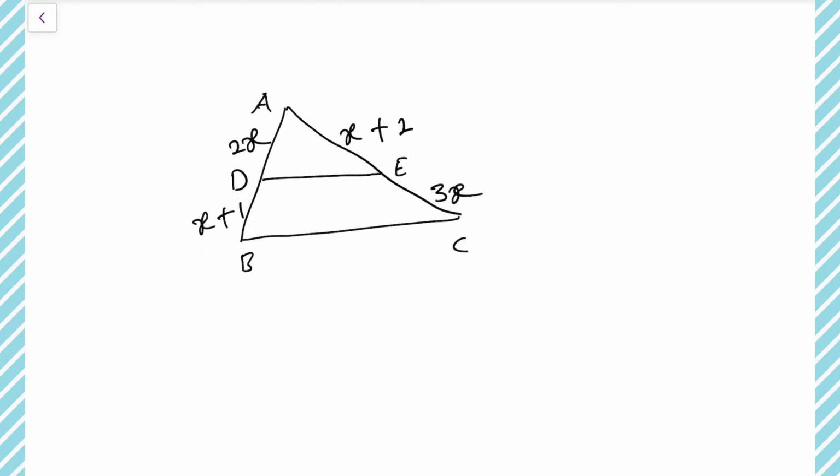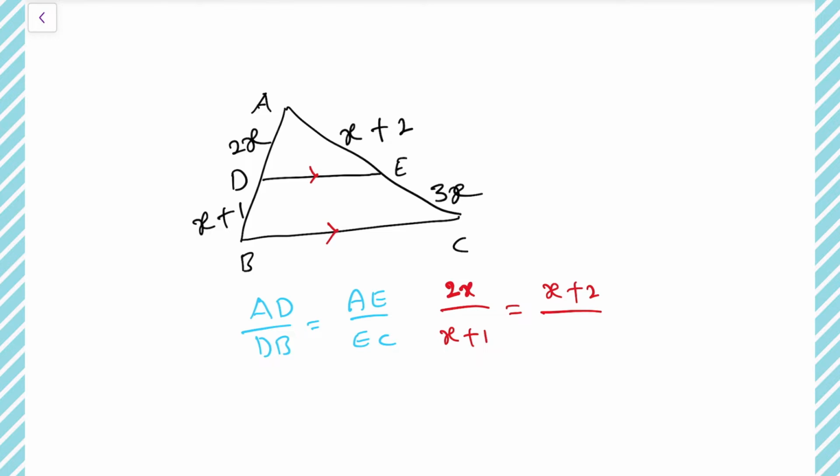In triangle ABC, DE is parallel to BC, then find the X value. So here DE and BC both are parallel lines, so we can apply the BPT here, the same, that is AD by DB equals AE by EC. So here what is AD? That is 2x by DB, x plus 1, equals AE, x plus 2, by EC, 3x.